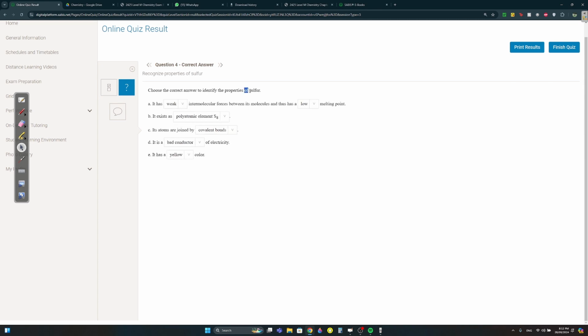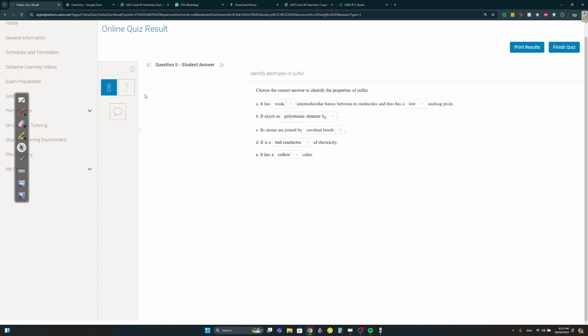Okay, sulfur has weak intramolecular forces between its molecules, and since they're weak, it has a low melting point. Wait. It exists as a polyatomic element, S8, okay? Its atoms are joined by covalent bonds. Polyatomic element means it's connected to more than one atom. Sulfur is a bad conductor with yellow color. Okay, guys, again, memorize.